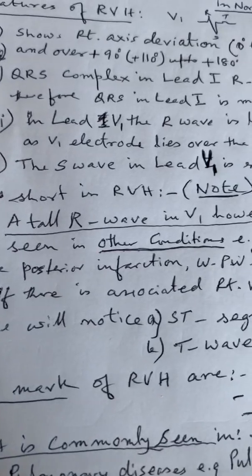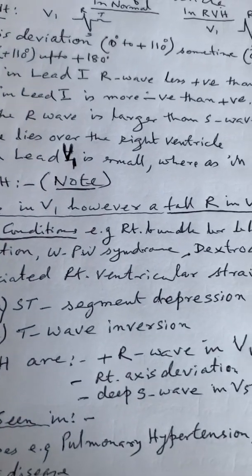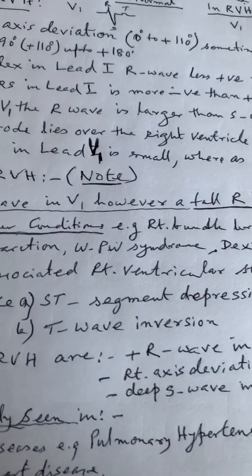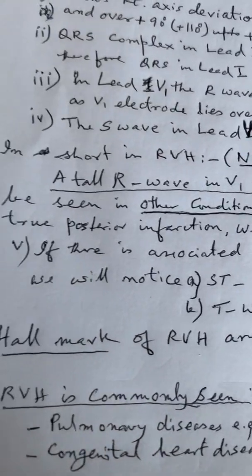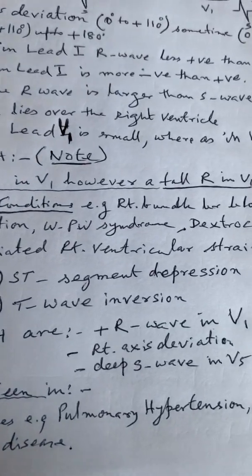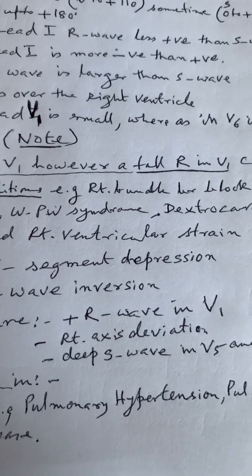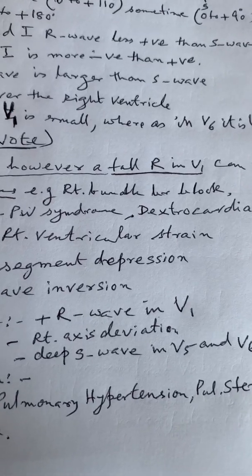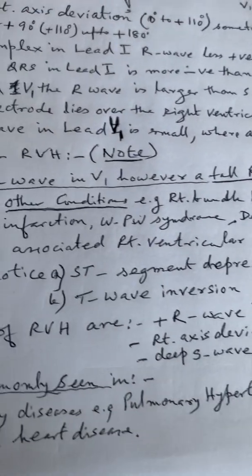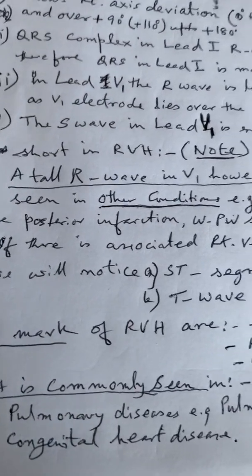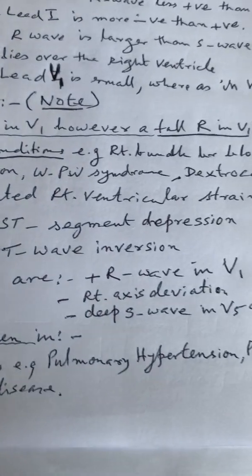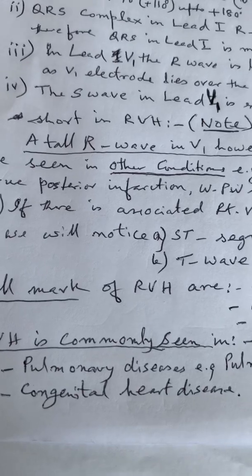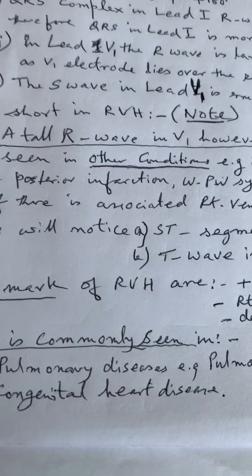Now, we will also notice ST segment depression in the lateral leads, V5, V6, and T wave inversion. The hallmark again is that in V1 the R is positive, there is right axis deviation, and there is a deep S wave in V5 and V6. The conditions in which you will see this are pulmonary diseases like pulmonary hypertension and pulmonary stenosis. You will also see it in some congenital heart diseases.